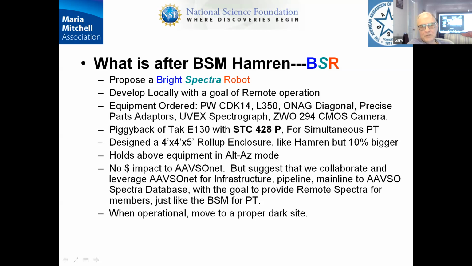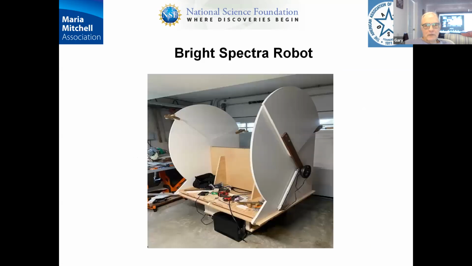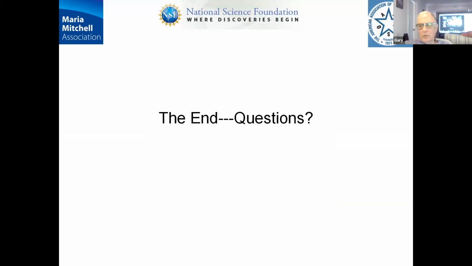When it becomes operational, which my guess is maybe a year from now, we'll be looking at the beginnings of the kind of stats that you saw on photometry. We'll consider moving it to a dark site, which we haven't decided where that will be yet. And there is a picture of the bright spectral robot in my garage being assembled. It's still got maybe a week's work in order to button it up and connect it. And then it'll move onto the deck. So, questions?